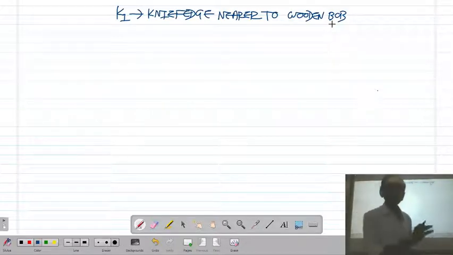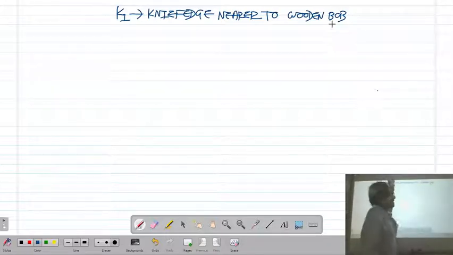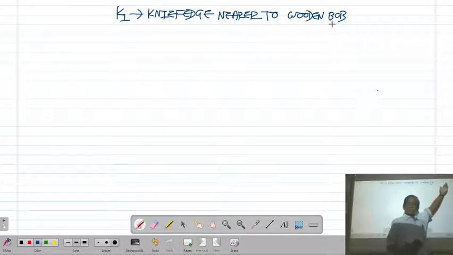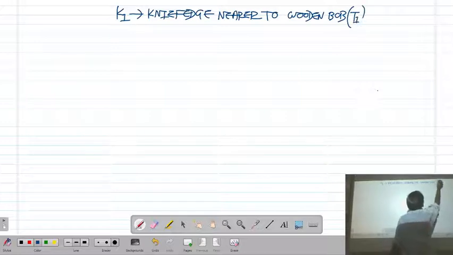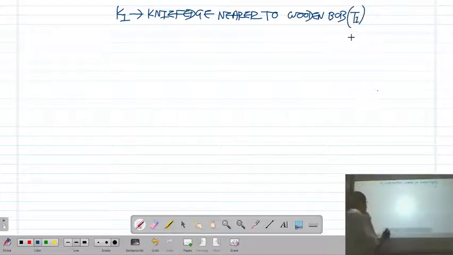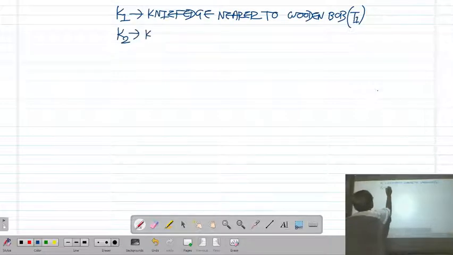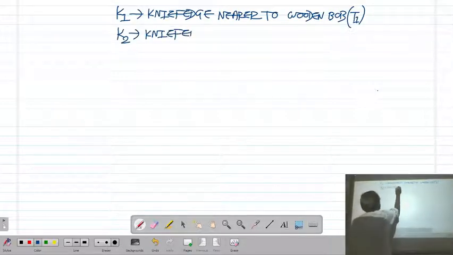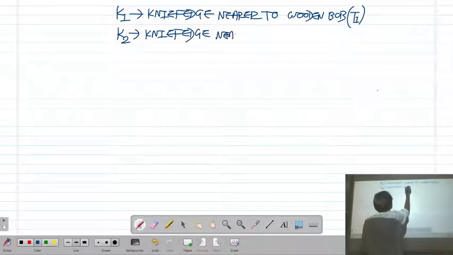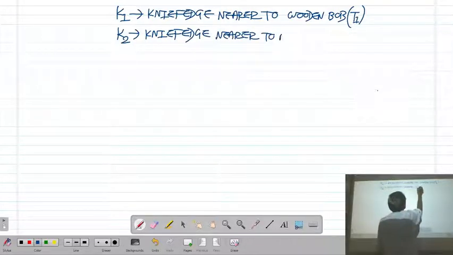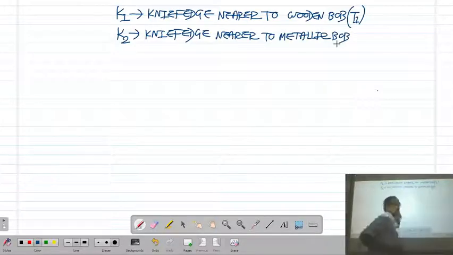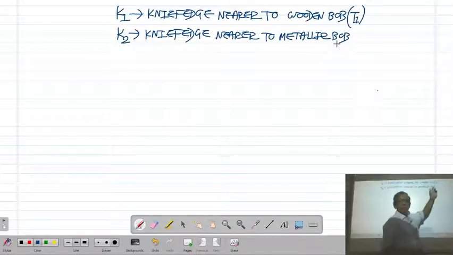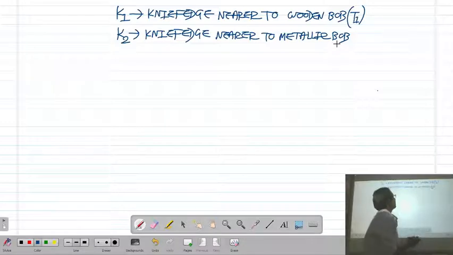One is the metallic block and another is the wooden block. The knife edge which is near the wooden block is called K1, and the periodic time measured with respect to knife edge K1 is T1. The second one is K2. K2 is the knife edge nearer to the metallic bar, and the periodic time measured with respect to the knife edge near the metallic bar, K2, is called T2.